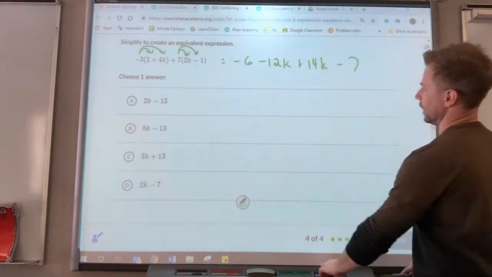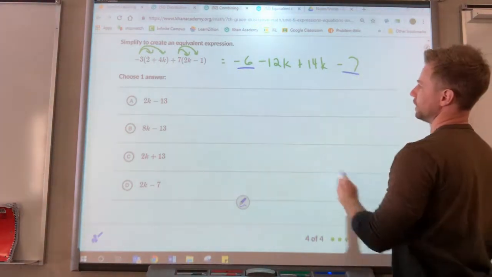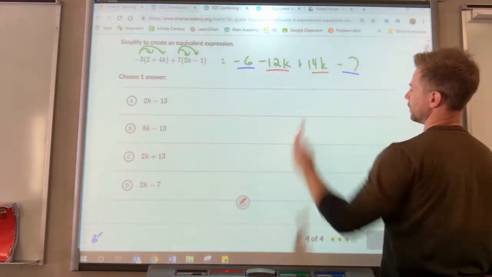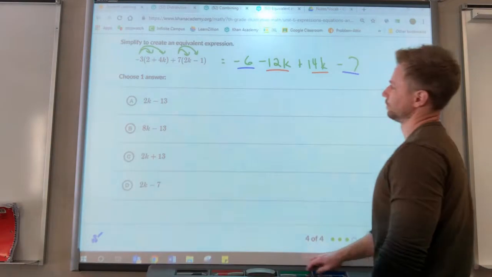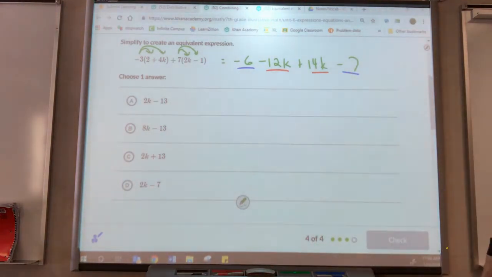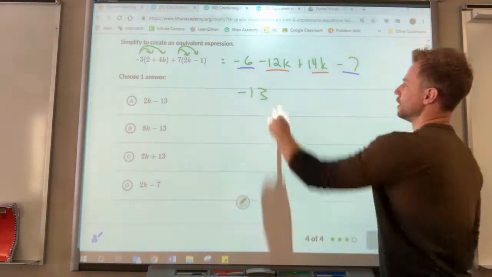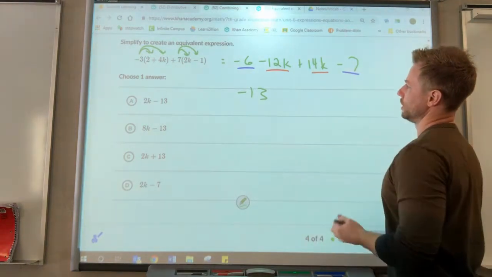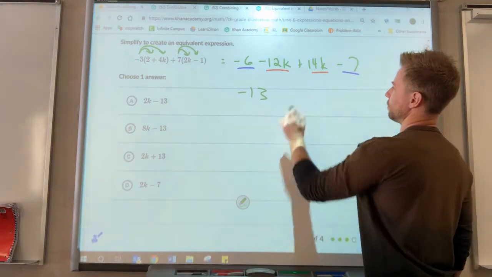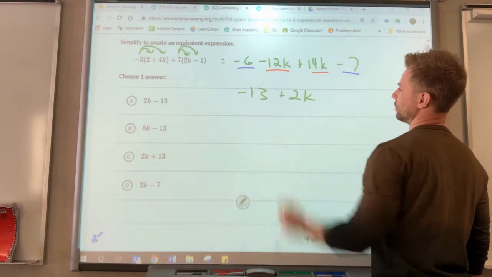Now we can combine like terms. We have just a plain 6 and a plain 7. We have a negative 12k and a 14k. All right, so negative 6 and negative 7, they are like, so we add, keep the original sign, makes a negative 13. Negative 12 and positive 14, they're unlike, so we subtract. 14 minus 12 is 2. Keep the sign of the bigger number. 14 is bigger, and it's positive, so it's a positive 2.